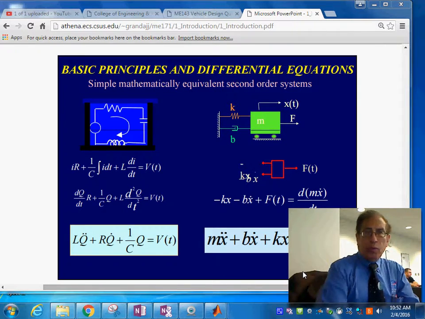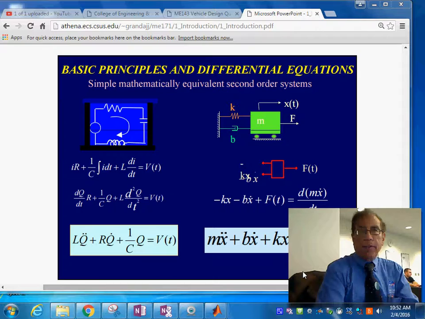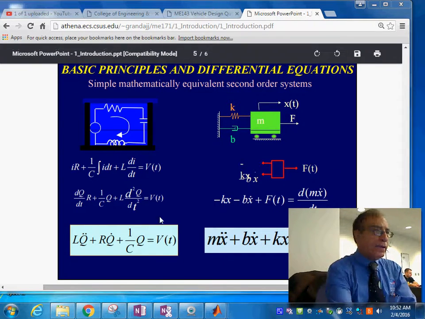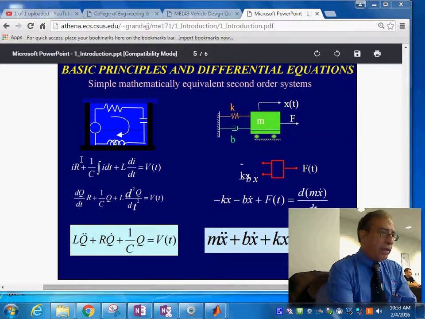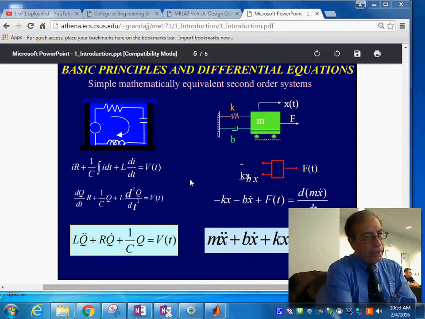Today we're going to look at this example that you see on the screen. On the left hand side you have an electrical system, and on the right hand side you have this mechanical system. You have a set of equations that you see on the left hand side, and you also have a set of equations that you see on the right hand side.